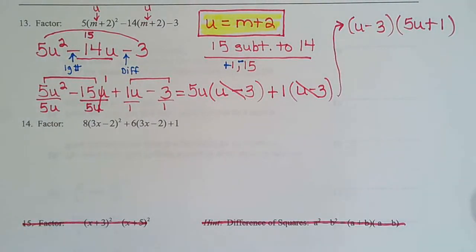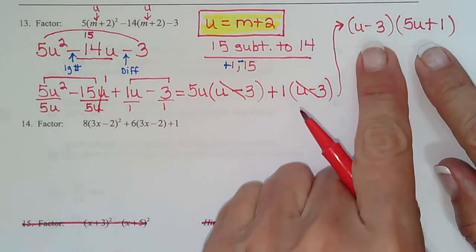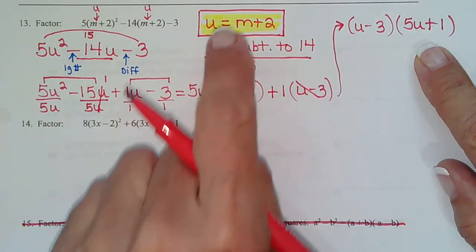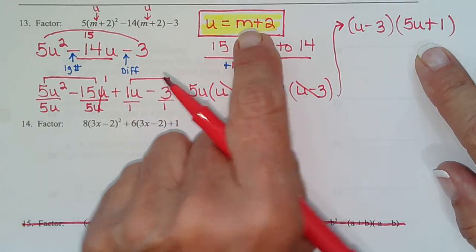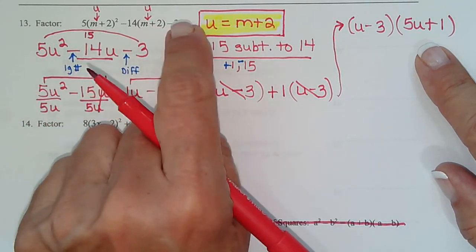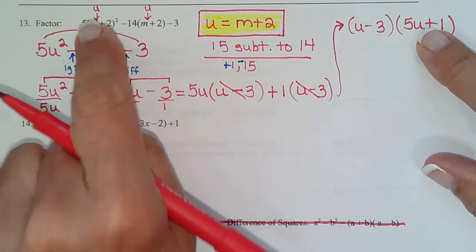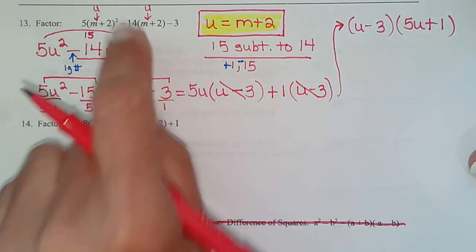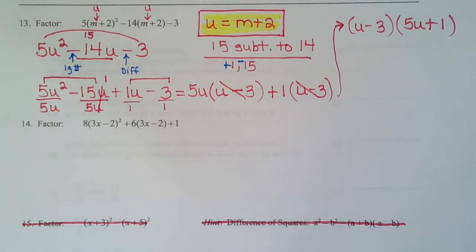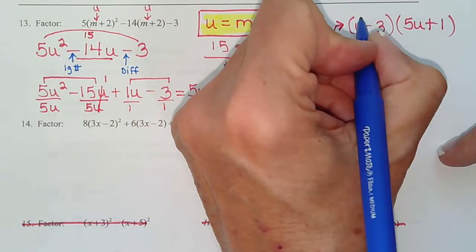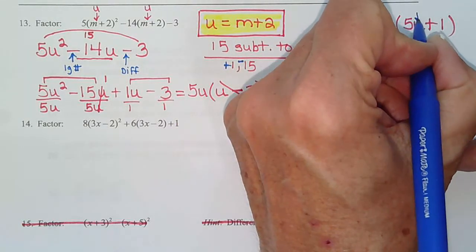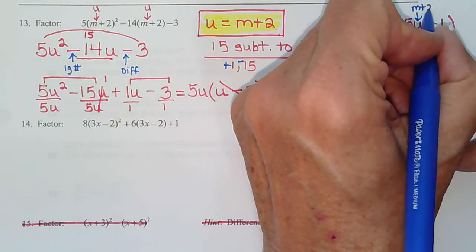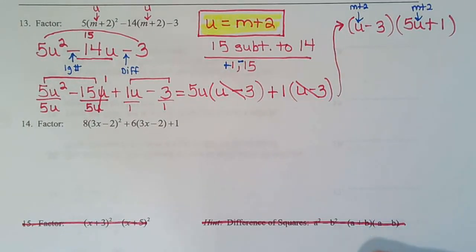So on our last set of exercises, we boxed that and stopped. But this is telling us, don't stop. You have to put m back in because this problem doesn't have any u's. You can't give an answer with u's when this problem has m's. So we need to go back, and everywhere we see a u, plug in m plus 2, m plus 2. And remember, when it's a quantity, it does need to be in parentheses.